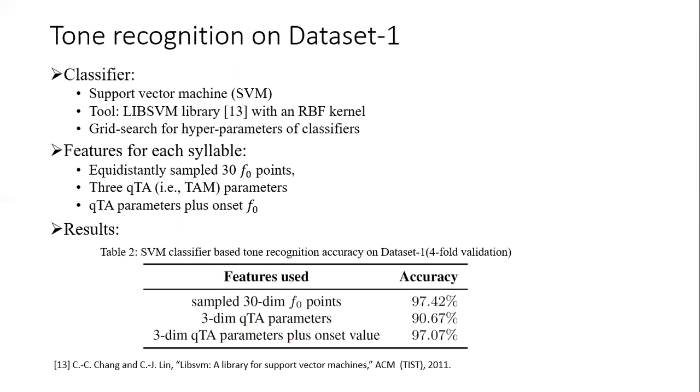The results showed that the pitch targets conveyed most information for distinguishing tones. With fewer number of features, the QTA parameters achieved comparable accuracy compared to the way of representing pitch contour by 30 F0s.